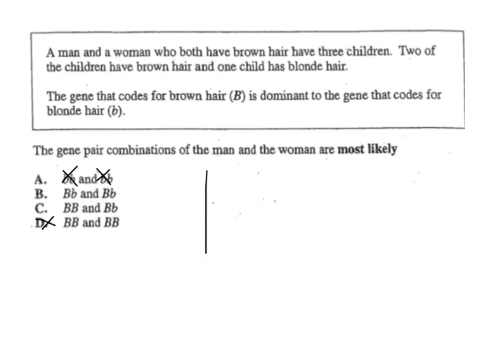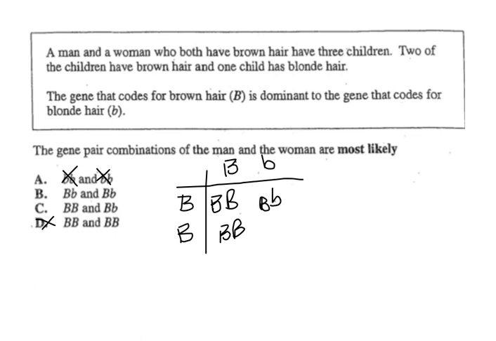Try C next. Let's try capital B, capital B, capital B, little b. Well, this would give me BB. Okay, that would be a brown-haired kid. Fair enough. This right here would be BB, brown-haired kid. BB here. And that's still a brown-haired kid, isn't it? And right here, still a brown-haired kid. There's no possible way for you to have a blonde in this scenario, so that one's out. Must be B. Let's just prove it.